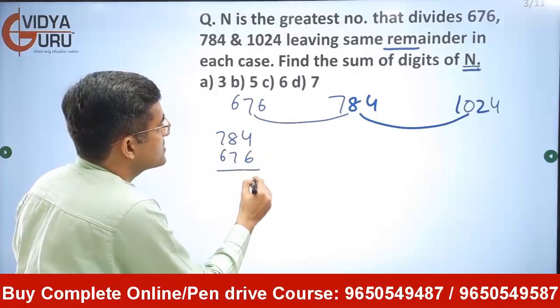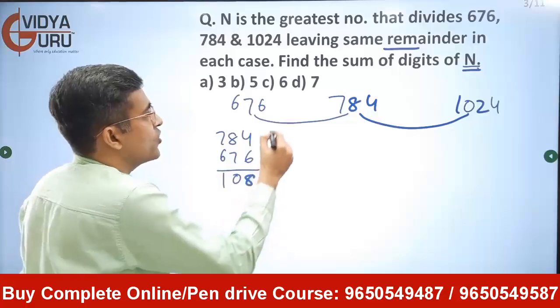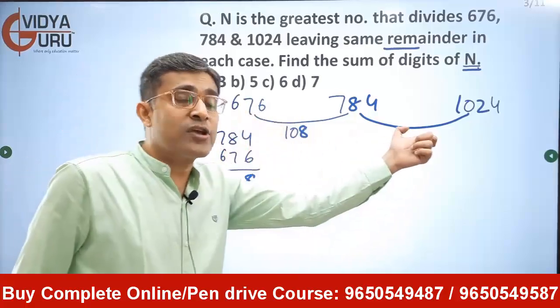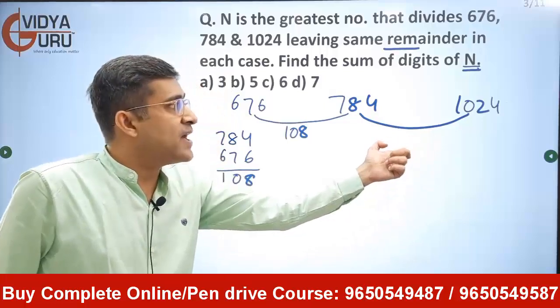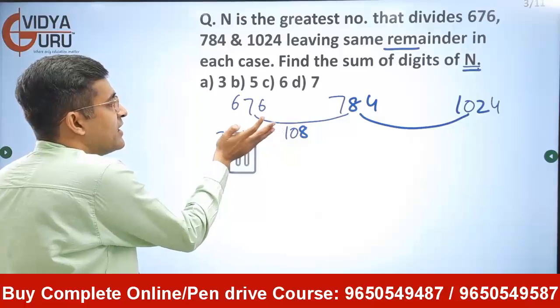So 14 minus 6 is 8. So this is what? 0. This is 108. So this gap, this difference is 108. Sure. Now look at the next pair. What is the next pair? 1024 and 784.